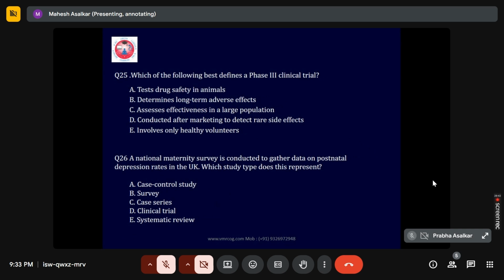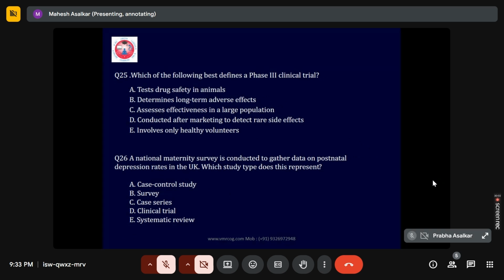B, determines long-term adverse effects. C, assesses effectiveness in large population. D, conducted after marketing to detect rare side effects. E, involves only healthy volunteers. Sir, option C, to assess effectiveness in large population.